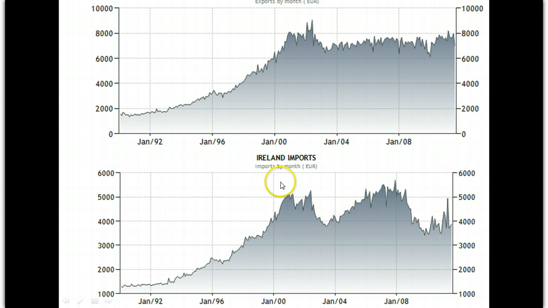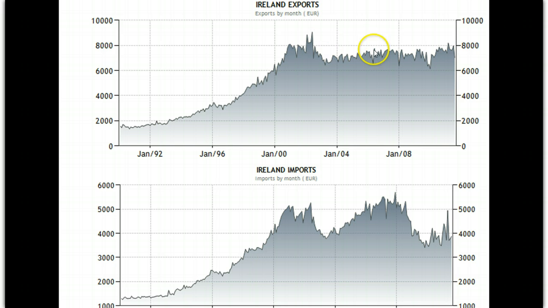And if you look at imports, you can see that during the property fuelled boom, imports are increasing, and this is what caused the balance of trade to narrow. And with exports staying the same, as showing up here, and then imports rising, the balance of trade narrowed. Again, some of the increase in the balance of trade recently is because imports fell. But there has been some stabilization in imports over recent times.